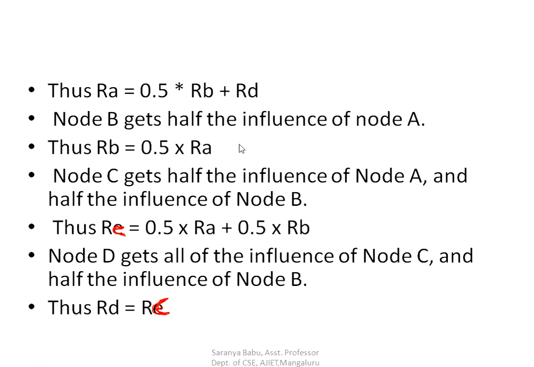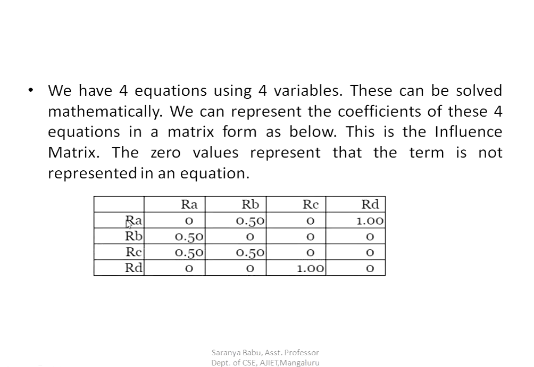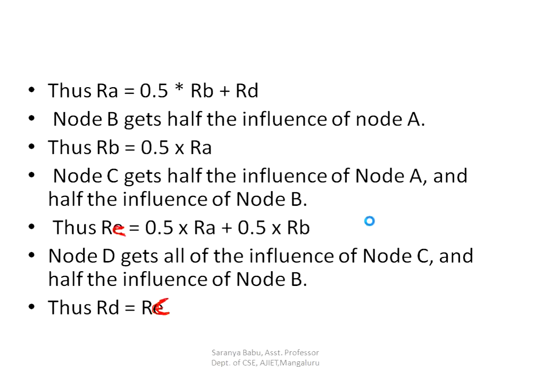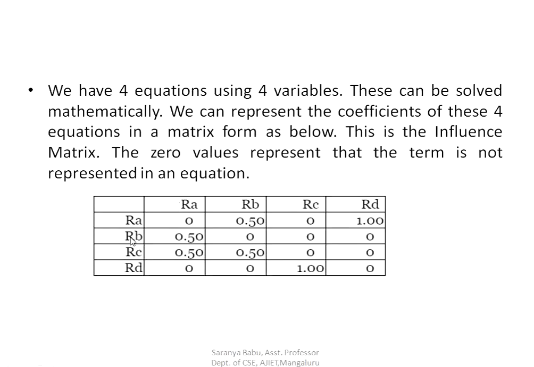How will you form the matrix? You check for RA which all nodes have given their rank. B's 0.5 is there, D's complete 1 is there. So when you take RA: from RB it has got 0.5, from RC nothing, from RD 1. Now RB has got 0.5 of RA. So for RB: RA is 0.5, RB 0, RC 0, RD 0. Clear? Like this you have to form this matrix.